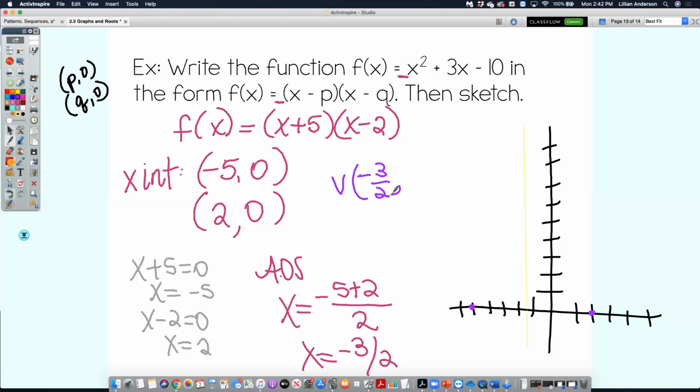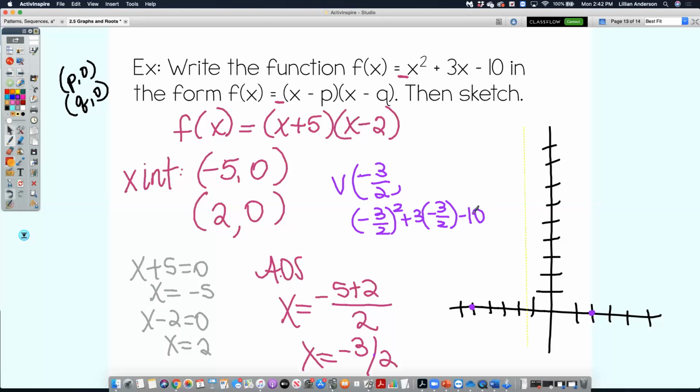How do I find my y-coordinate? Well, I already found the x, it's -3/2. How do I find the y-coordinate now that I know the x? How do I find any y-coordinate when I know the x? Oh, you plug it in. I plug the x value into the original to get the y-coordinate of my vertex.